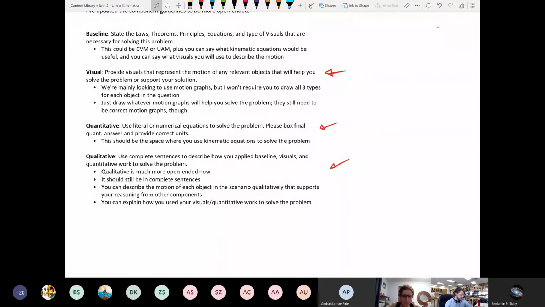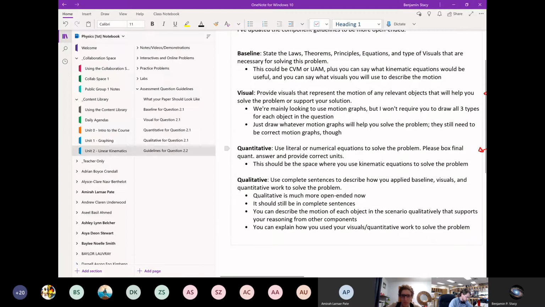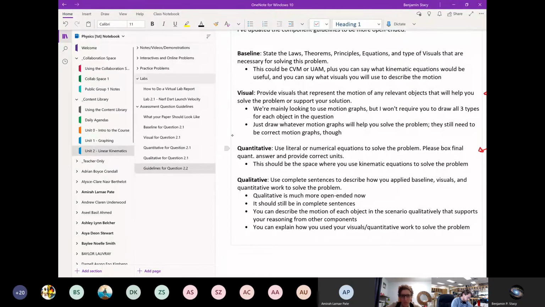And all of those pieces should be consistent. Your baseline, your theorems, the equations you intend to use, the visuals, that should be reflected in the visual component, the quantitative component, and qualitative should all kind of mesh together. Okay, so that's all. It hasn't changed that much, but I've tried to make it a little more open-ended since people tend to take different routes to solve problems, which is good. You should encourage that.